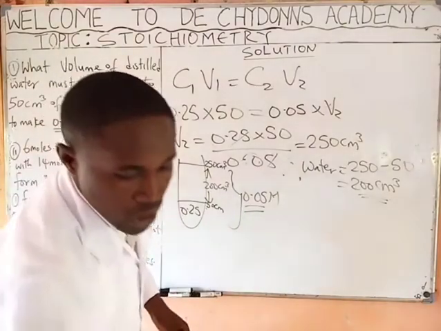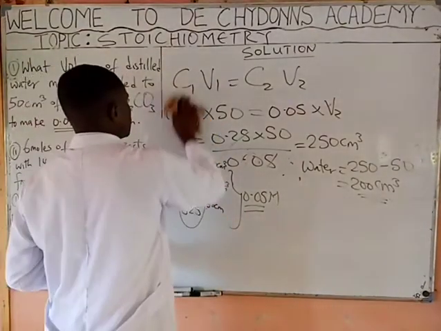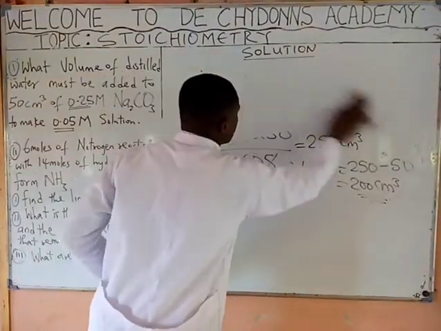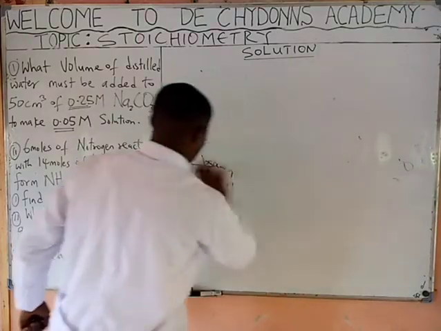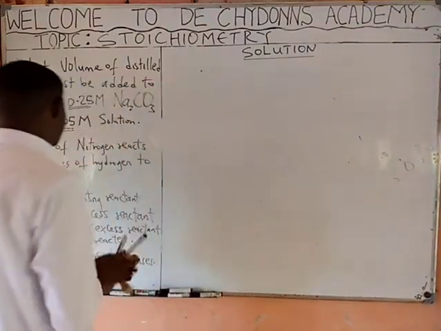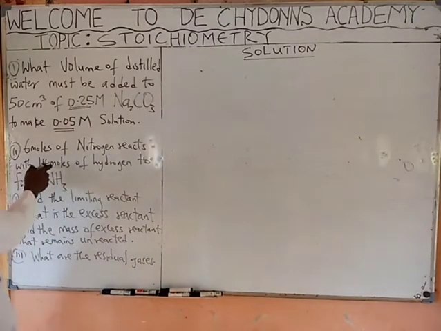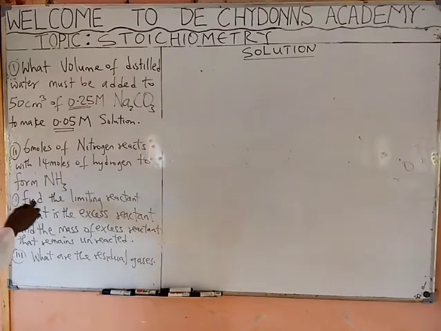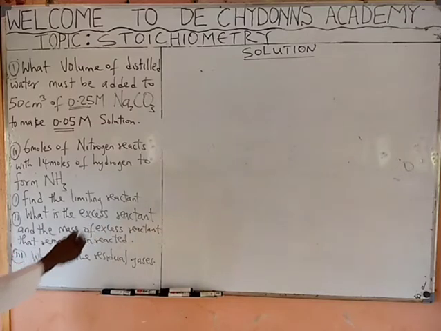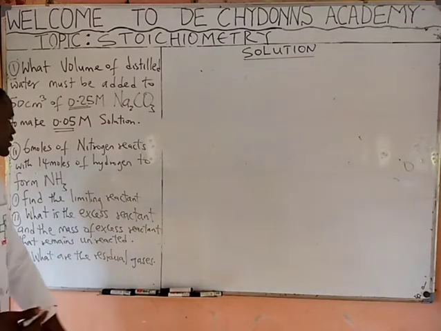Now we go to question number 2. In question number 2, we notice that they say 6 moles of nitrogen reacts with 14 moles of hydrogen to form ammonia. Find the limiting reactant. What is the excess reactant and the mass of excess reactant that remains unreacted, and what are the residual gases?